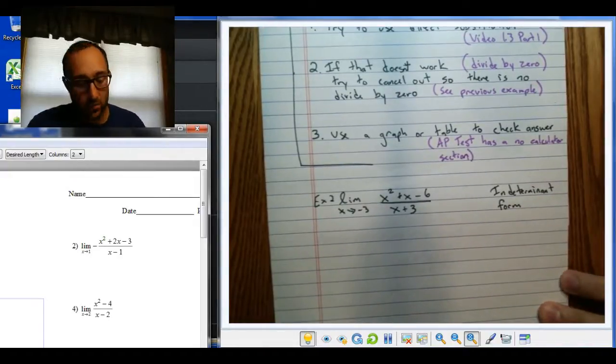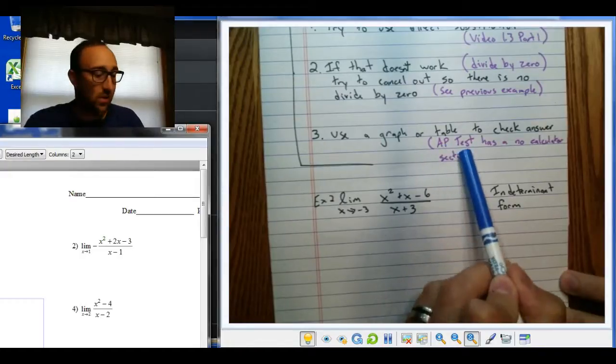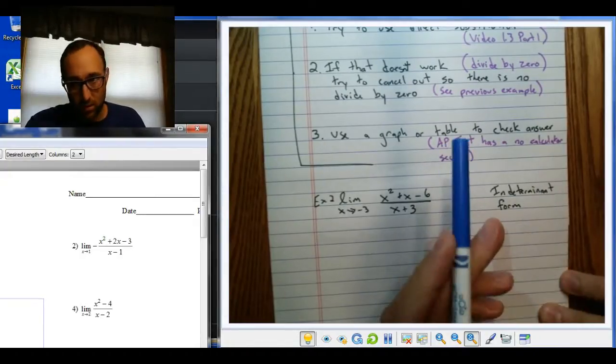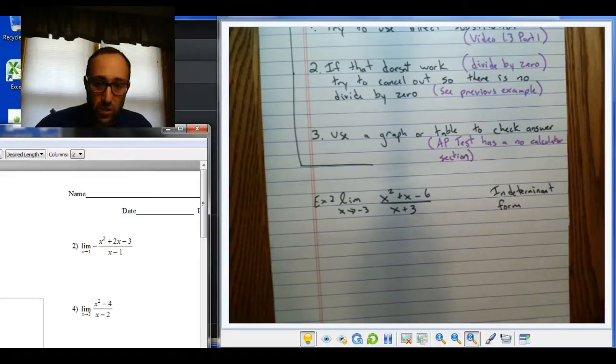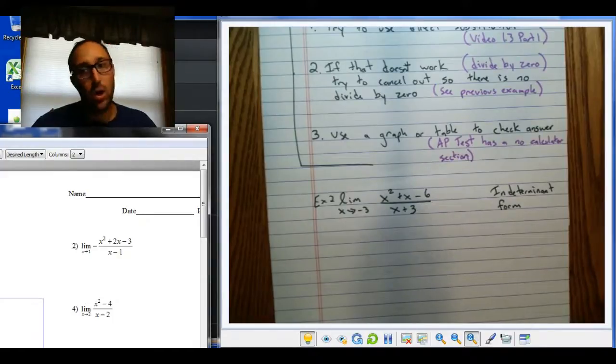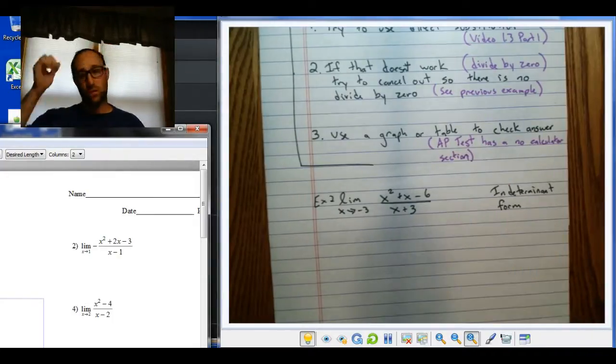Notice how it's just check your answer, because AP is possibly going to say you have to do this without a calculator. So don't rely on the calculator, like from section 1.2, where you just plug it in and look at your calculator. No, that doesn't always work. You're going to also have to do it this way.